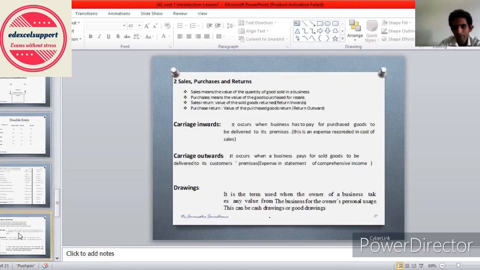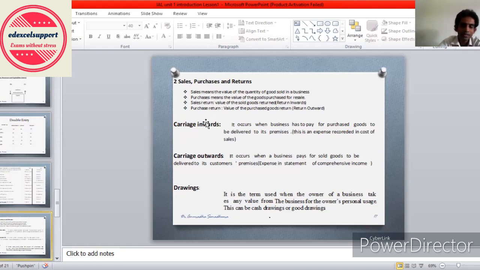We go to the next slide. This is about sales, purchases and returns. Sales means we have done sales and purchases. Returns we haven't done, so I will do that double entry when we have journals. Actually, sales return and purchase return, we call it sales return, returns inwards, and purchase return, returns outwards.